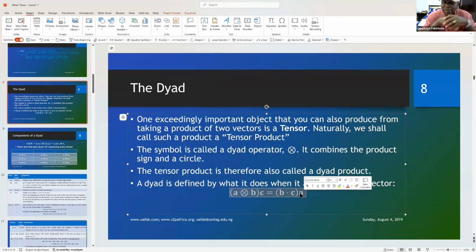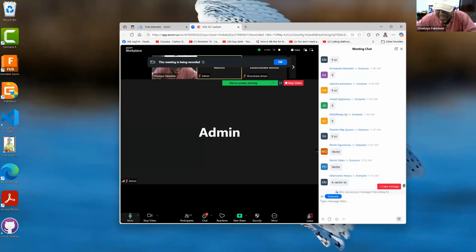So the question I want to ask the class now is this: when a dyad operates on a vector, like vector C, what is the nature of what you have on the right-hand side? Is it a scalar? Is it a vector? Or is it a tensor? Go to the chat room and tell me. If a dyad operates on a vector, is that answer a scalar, a vector, or a tensor? I'm going to the chat room to wait for you.